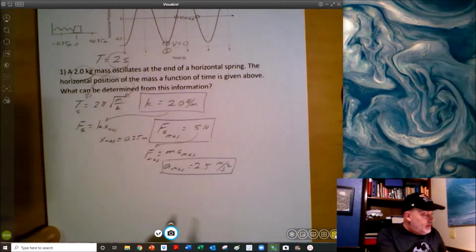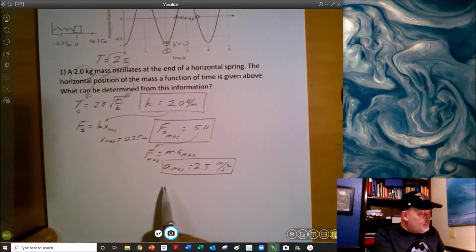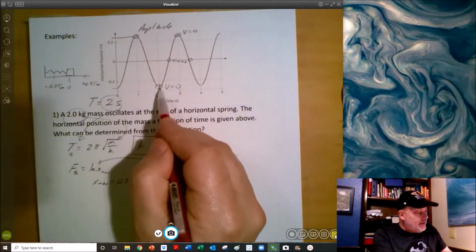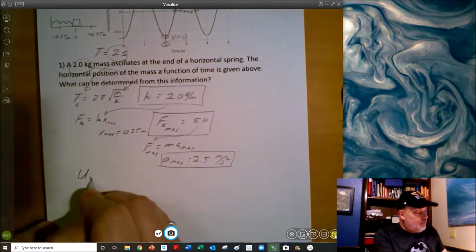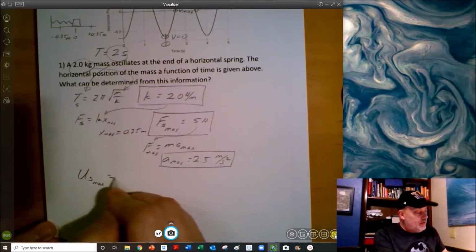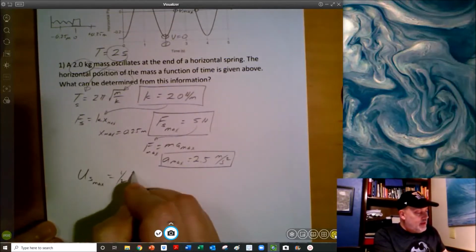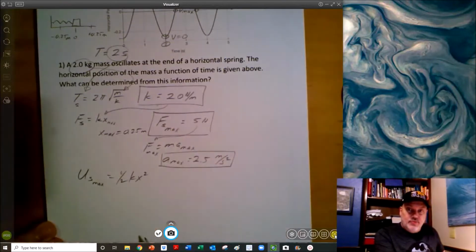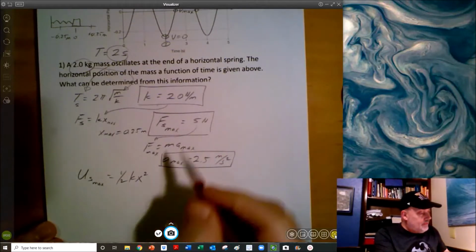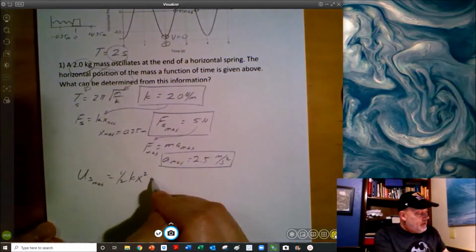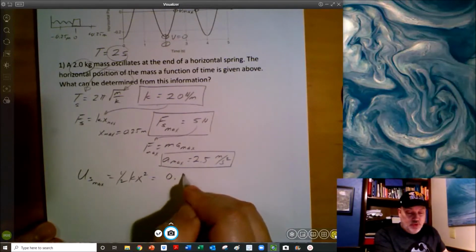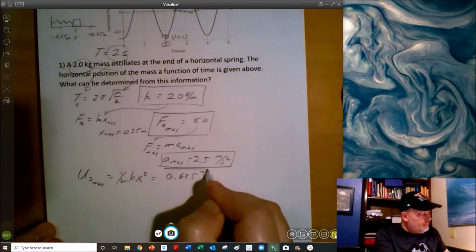Well, I don't have any velocity information, but I do have what the max amplitude is. So for the spring potential energy maximum when we're out at the end, that would be 1/2 kx squared. Plug in our spring constant that we got from above, plug in our max amplitude that we have here, and we would get a maximum spring potential energy of 0.625 joules.